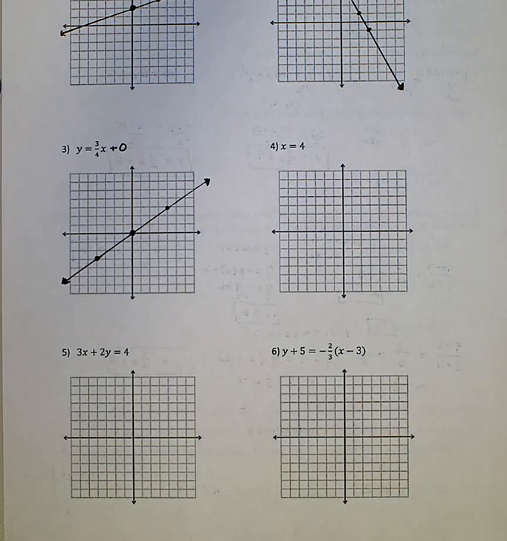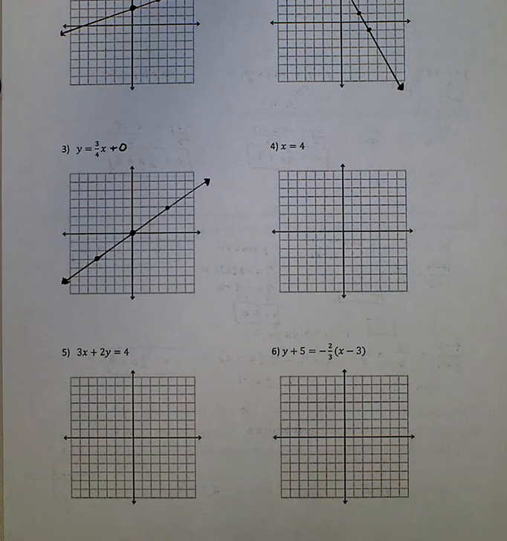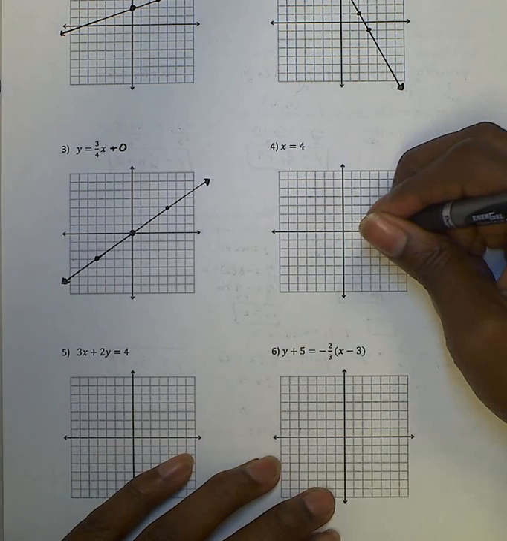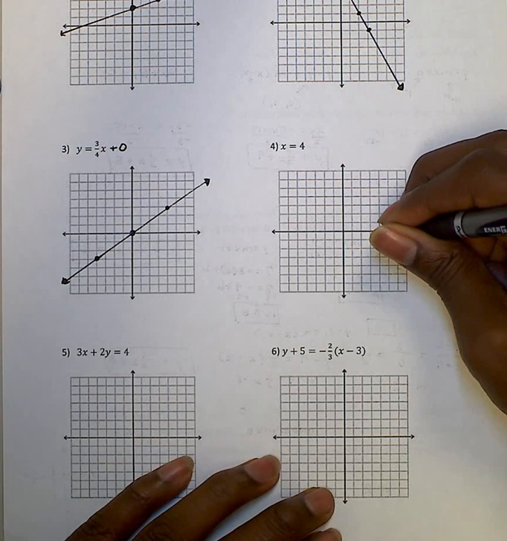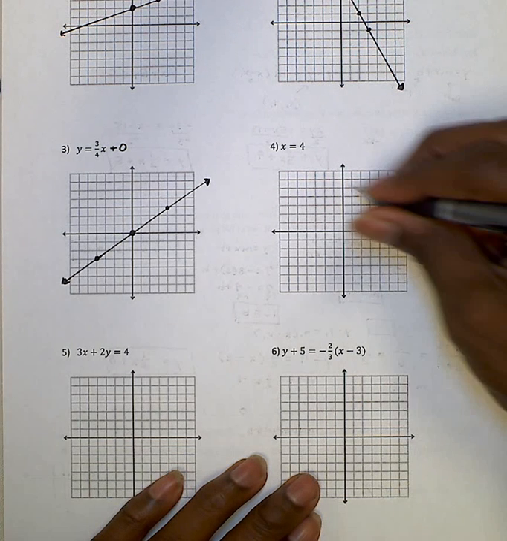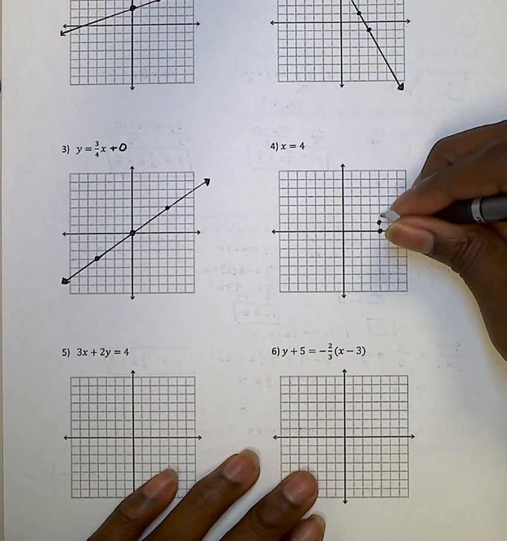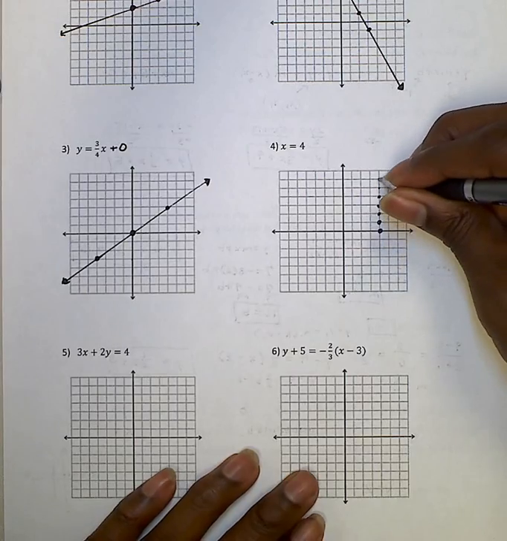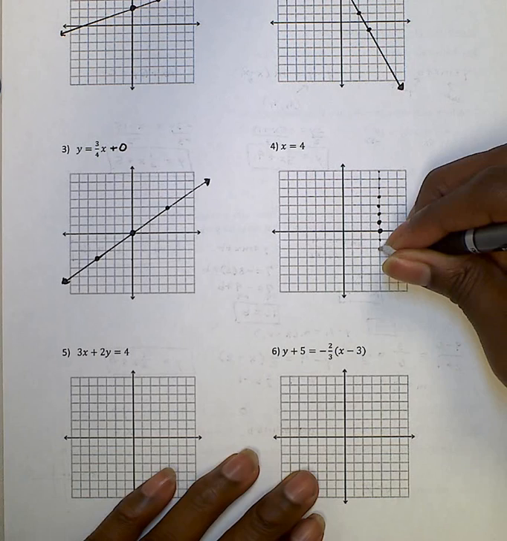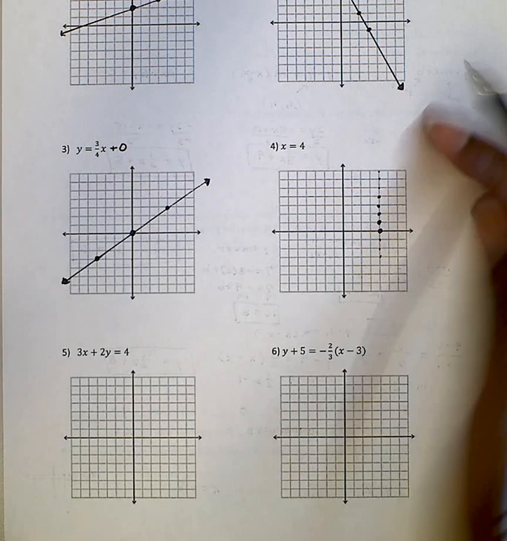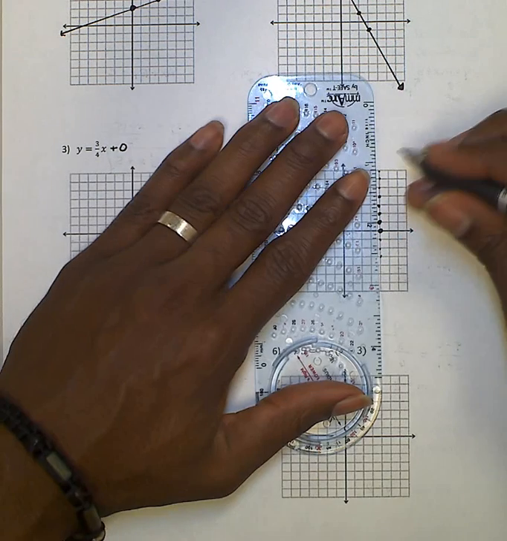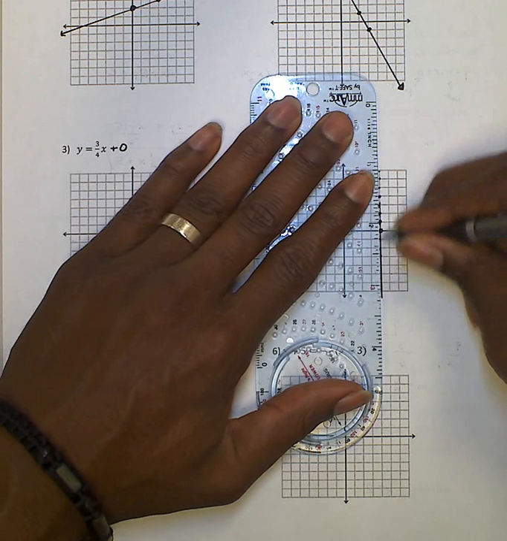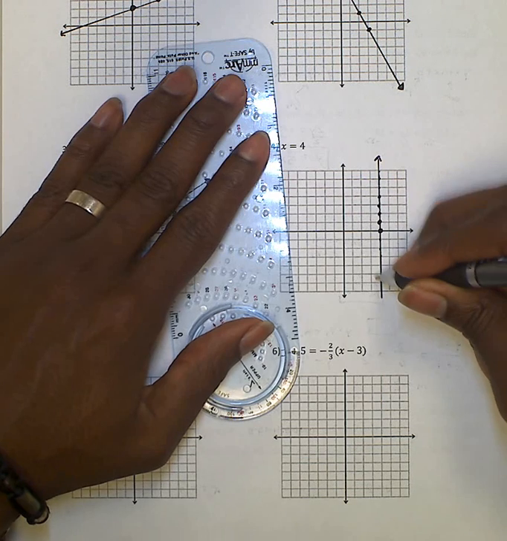Number 4, x equals 4. It's a little bit different, but remember that x equals is our vertical lines, and if it doesn't help you out, then you just put a dot every time that x equals 4. You'll notice that you'll get a vertical line. Okay, x equals 4. There we go. There's our line.